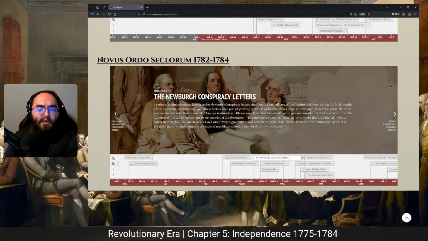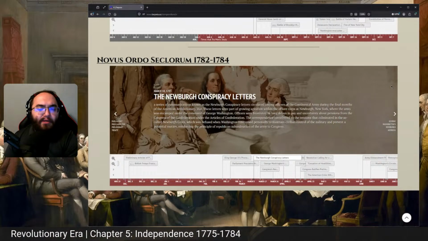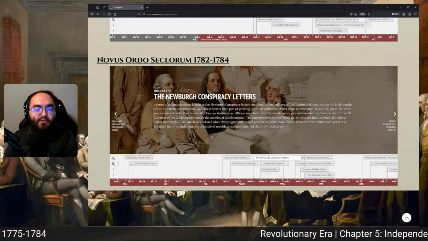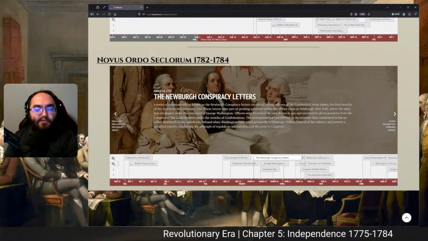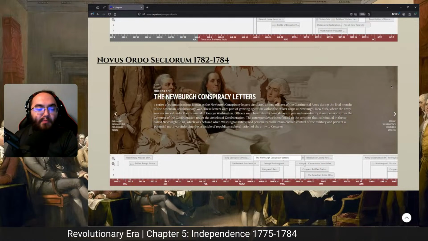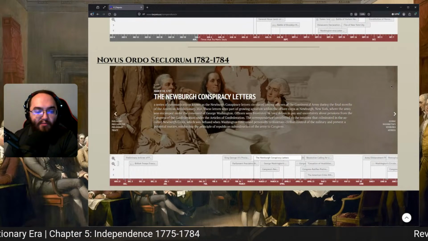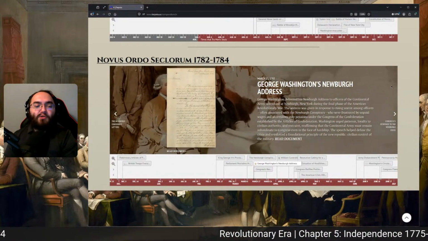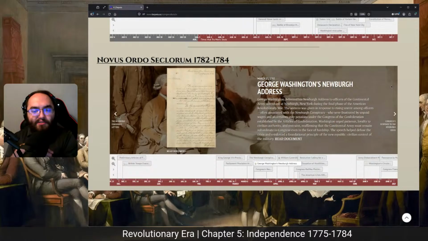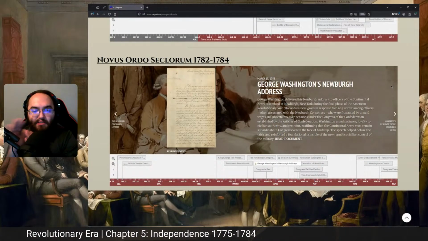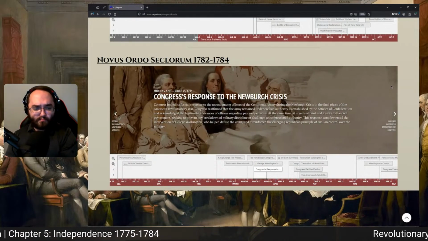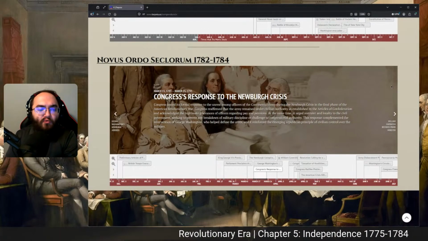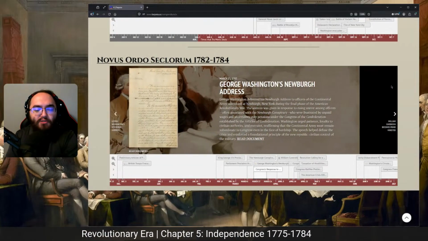The correspondence contributed to the tensions that culminated in the so-called Newburgh Crisis, which was diffused when Washington intervened personally to maintain civilian control of the military and prevent a potential mutiny, reinforcing the principle of Republican subordination of the Army to Congress. And so Washington will give this Newburgh Address, which will diffuse the Newburgh Crisis. Congress responds to the Newburgh Crisis with its own formal response. So it's Washington and Congress.